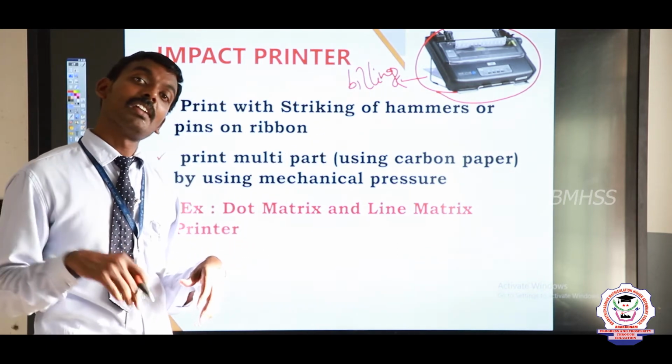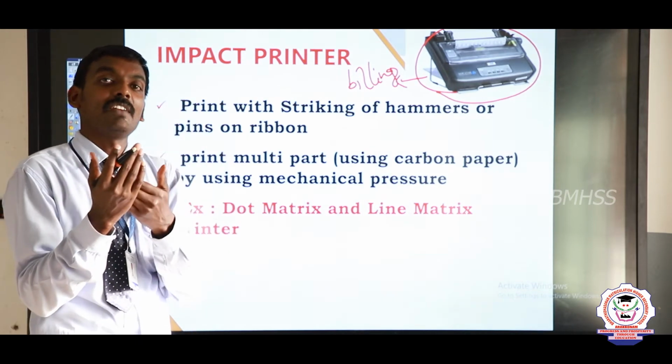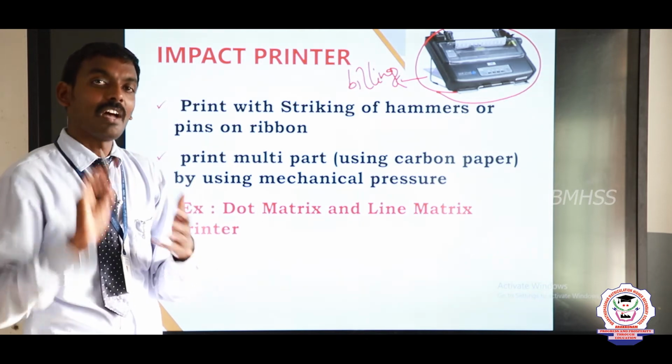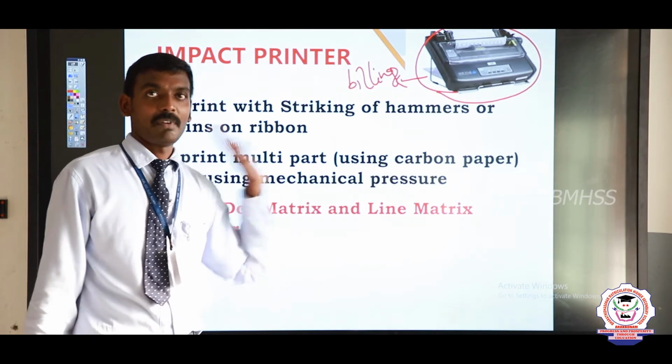It can be used to take multiple copies. How can we take multiple copies? That should be in the form of carbon sheet. We can place the carbon sheet, and we will get multiple copies of that content. Print a multi-part using carbon paper.